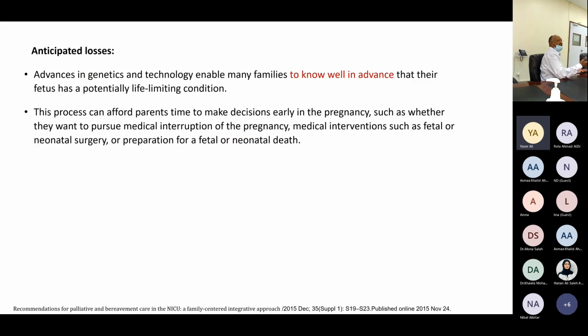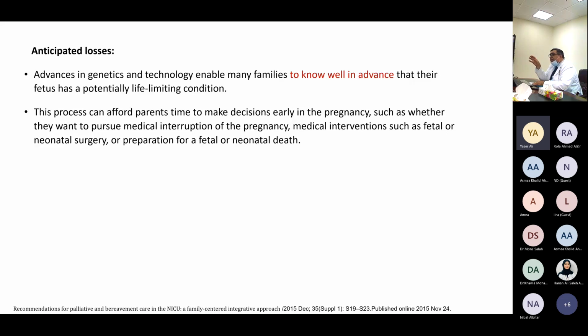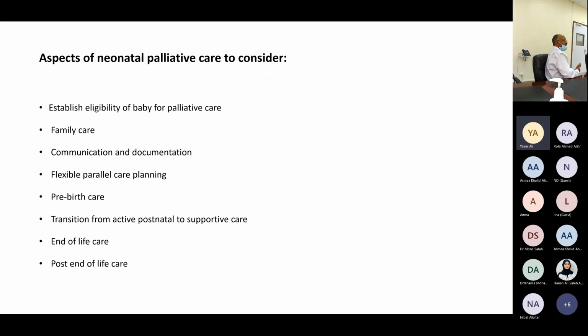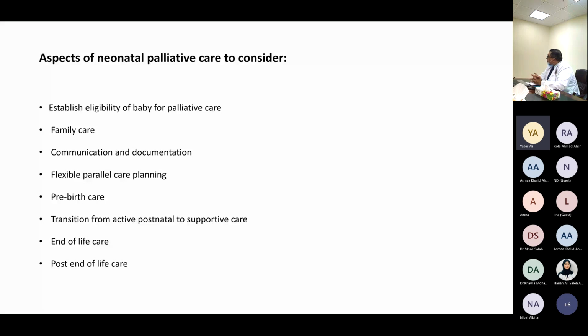The anticipated losses: as we know, the advances in genetics and technology enable many families to know well in advance that their baby has a potentially life-limiting condition. So they have the time to make the decision early in the pregnancy, whether they want to come to medical interruption of the pregnancy or medical interventions such as neonatal surgery or preparation for fetal or neonatal death. The aspects of neonatal palliative care include establishing eligibility of the baby for palliative care, family care, communication and documentation, flexible care planning, pre-birth care, transition from active postnatal to supportive care, end-of-life care, as well as post-end-of-life care.